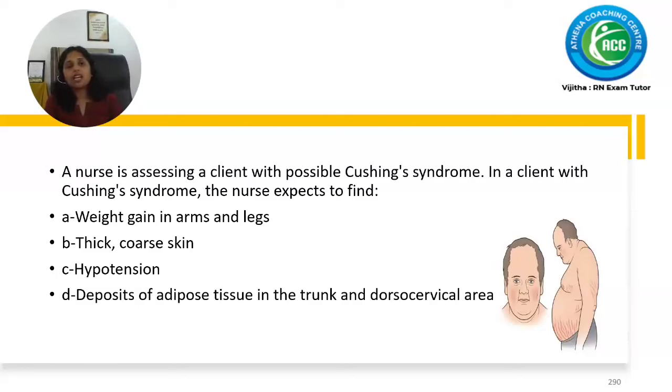Deposit of adipose tissue in the trunk and dorsocervical area is considered as buffalo hump. Basic signs of Cushing syndrome are truncal obesity, moon face, and buffalo hump. There will be stretch marks on the abdomen and thighs.